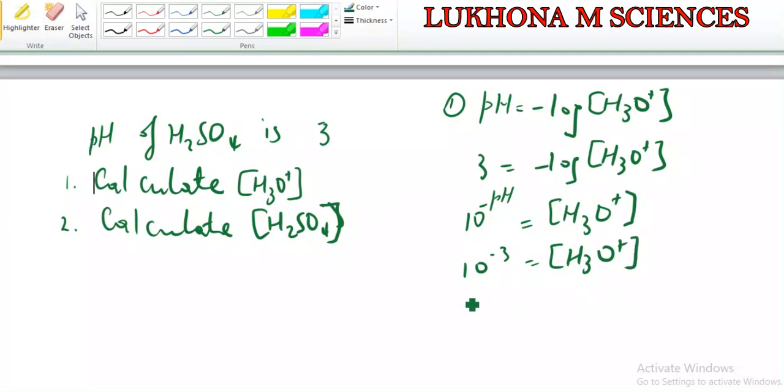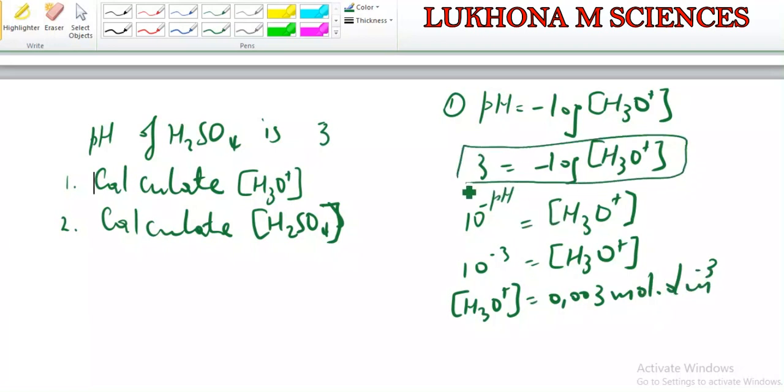Then we get the concentration of H3O+ is equal to 0.003 mole per dm cube. Now the first thing is to substitute with the original formula. Then the second thing is to use this formula. This is not the original formula. Use this one. That is the second step. First step, substitute the original, then just use this one to get the answer. Then we are done with number 1. Let's do number 2.